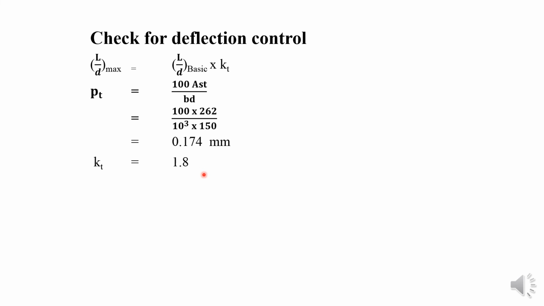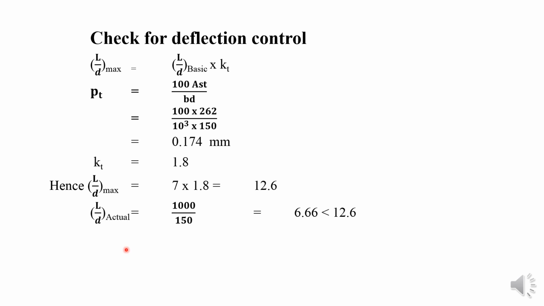So the kt value, that is the modification factor, we have to get from IS 456 2000. From the graph we get 1.8. So L by d maximum is equal to, we know the L by d basic value is 7, so 7 into 1.8 is equal to 12.6. The actual L by d value is 1000 divided by 150, that is 6.66. So the value is less than L by d maximum. Hence the slab satisfies the deflection criteria.